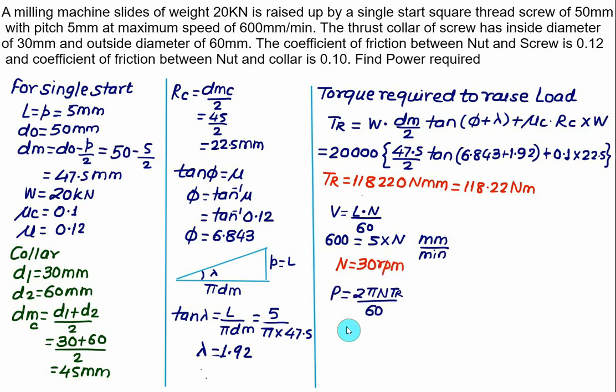Finally we can calculate power. Power is equal to 2 pi into rotational speed, which is 30, and we have torque, which you have to use in Newton meter, that is 118.22. The whole thing is divided by 60, which is 371.4. That will be watts.